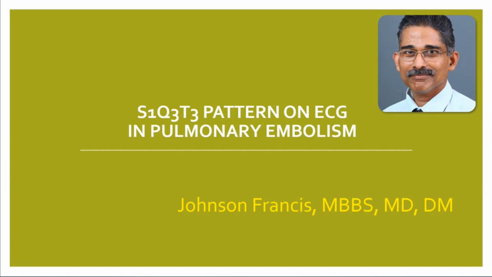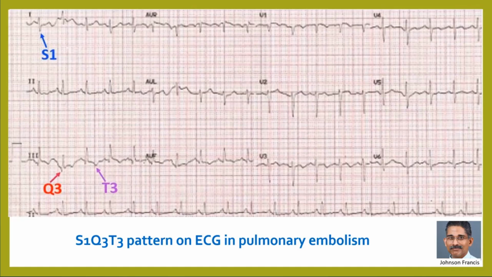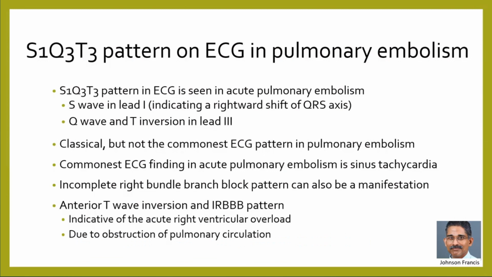S1Q3T3 pattern is the typical pattern seen in pulmonary embolism. This ECG shows the S wave in lead 1, Q wave in lead 3, and T inversion in lead 3, constituting the S1Q3T3 pattern in pulmonary embolism. In addition, there is sinus tachycardia in this ECG. S wave in lead 1 indicates a rightward shift of the QRS axis.